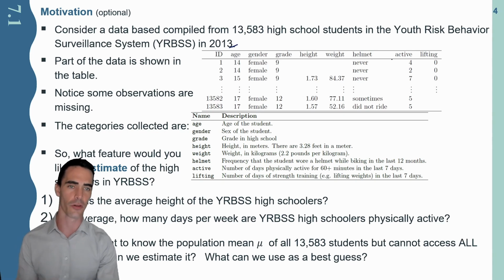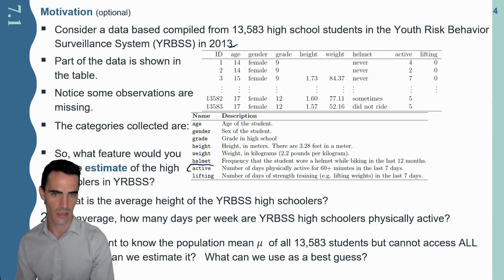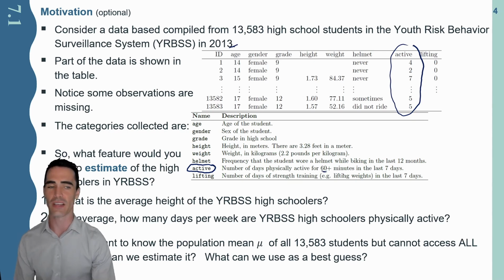Well, there's a bunch of different categories here that we're interested in, and one of which we're going to study quite a little bit. If I look over here, this category active, this category over here, refers to the number of days physically active for 60 plus minutes in the last 7 days. And so notice this female right here was active all 7 days out of the week.